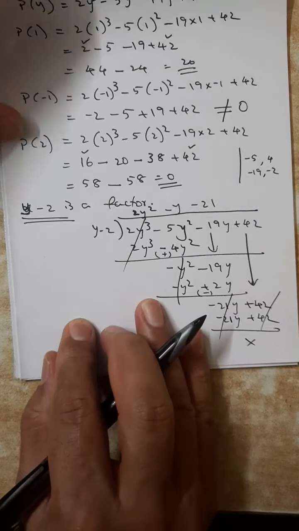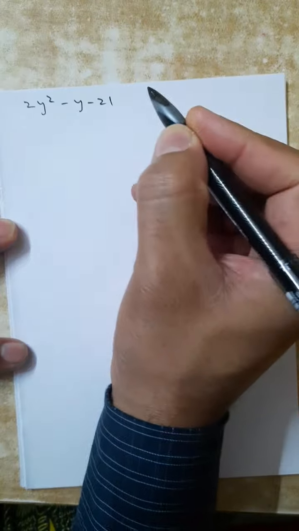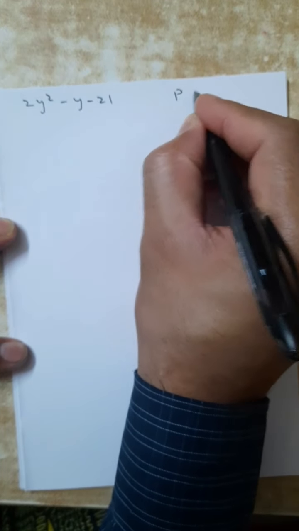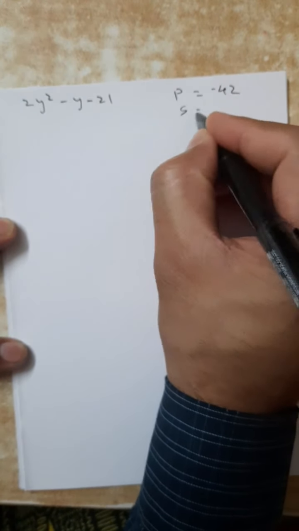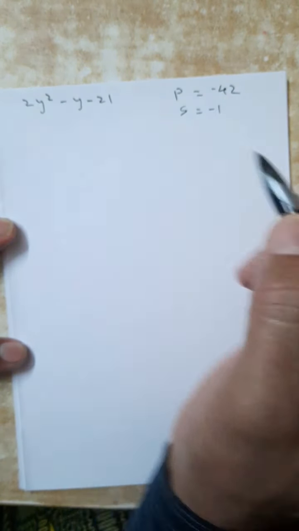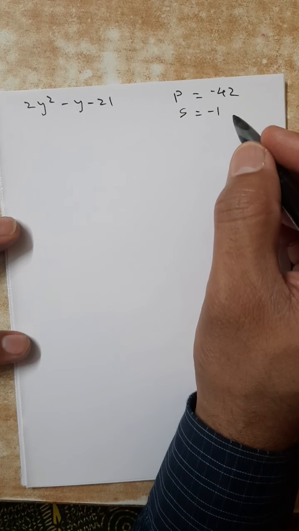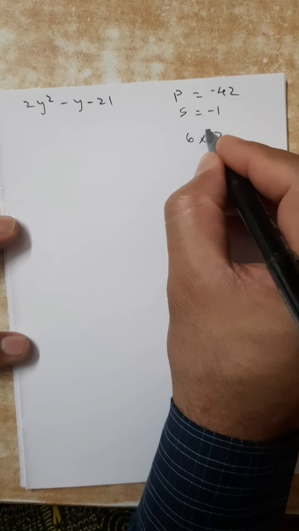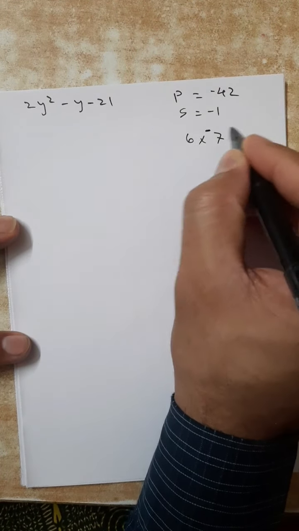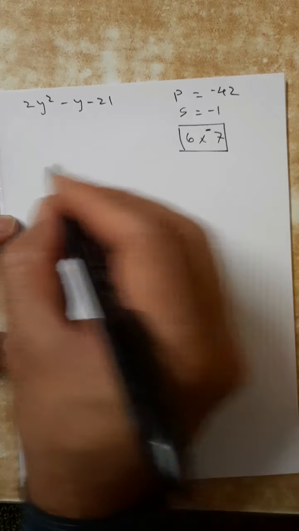So we are getting 2y square minus y minus 21. Product is minus 42: minus 21 into 2 is minus 42. Sum is equal to minus 1, minus 1y. Which numbers? 6 and 7s are 42. Minus 1 needed, so 6 and minus 7. 6 and minus 7 is perfectly alright. Product okay, sum also okay.